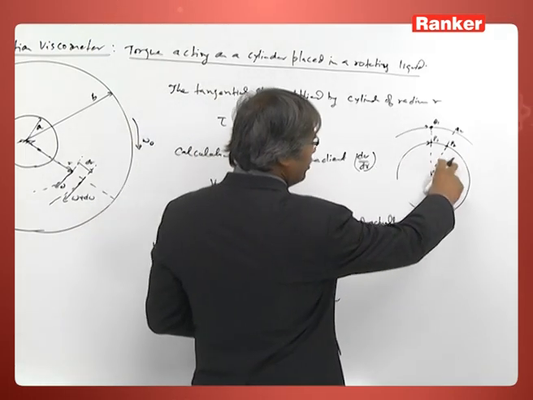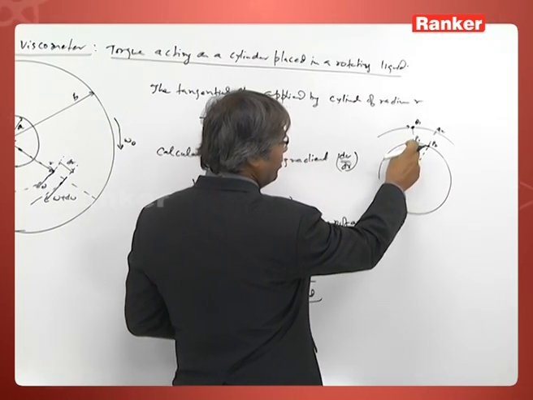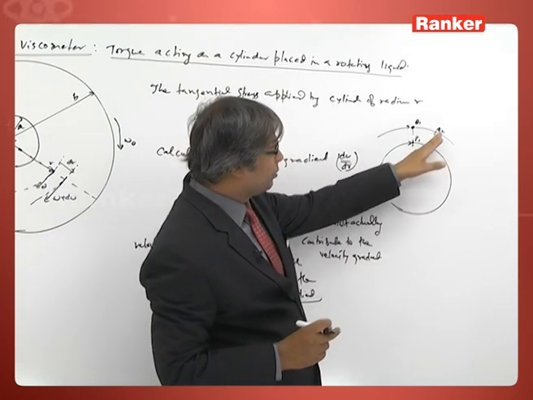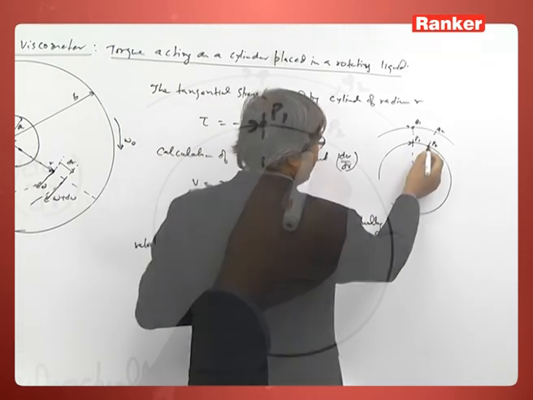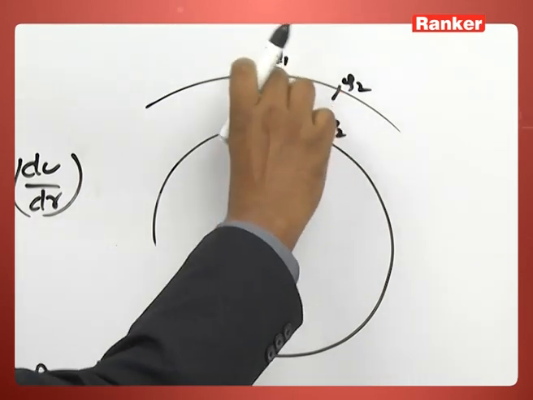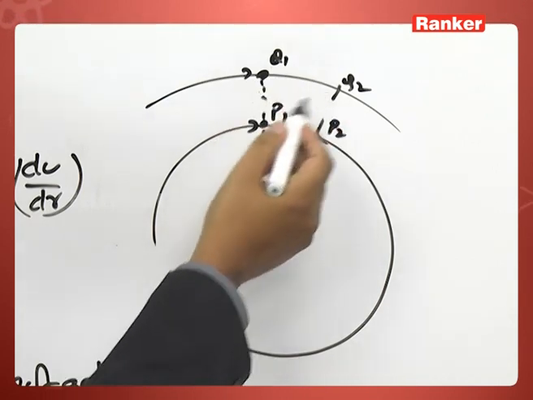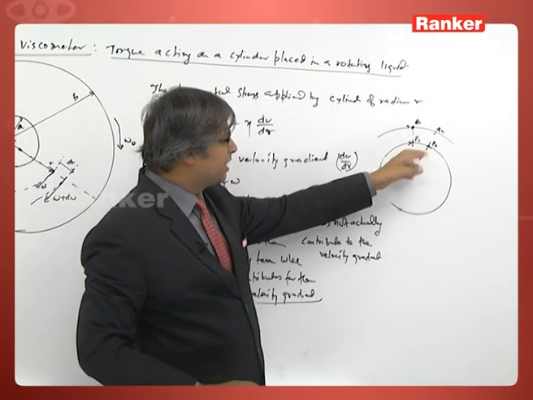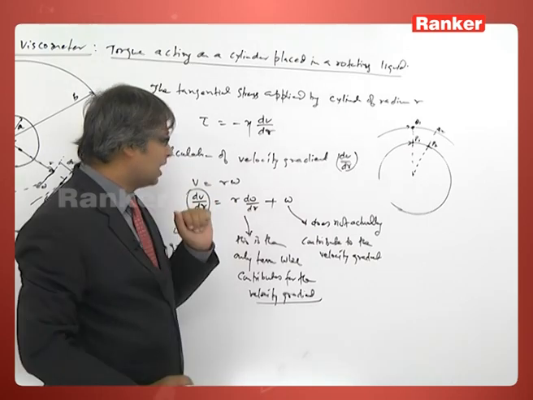So I have considered two particles with the same omega. Initially this P1 was in and Q1 was there. Now this is the second position, P2 and Q2. So they have the same omega, and you can see that there is no stress in between Q1 and Q2. So they are moving as a unit. So although they have different velocity, that is dV by dr is there, but there is no stress. So omega does not actually contribute to the velocity gradient.